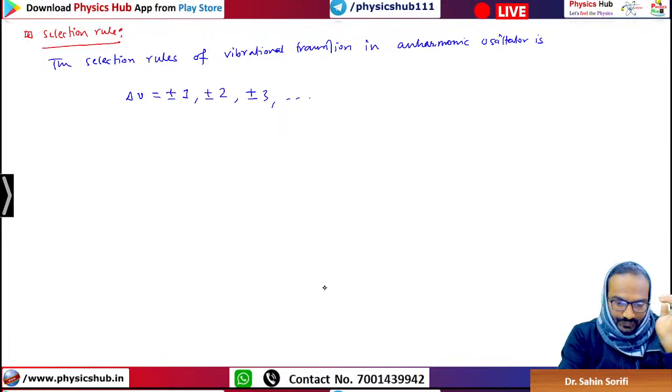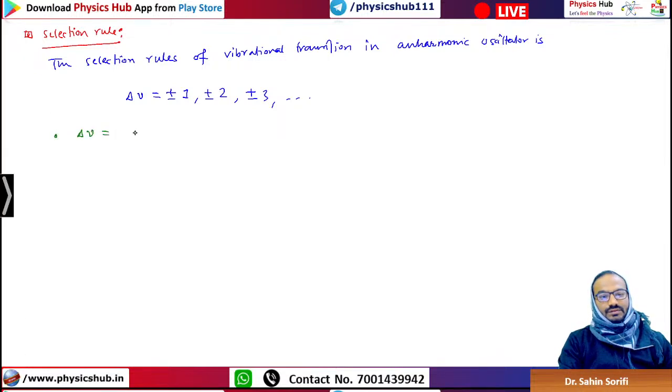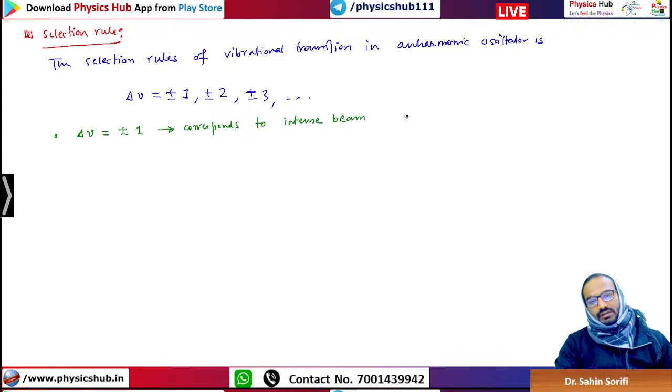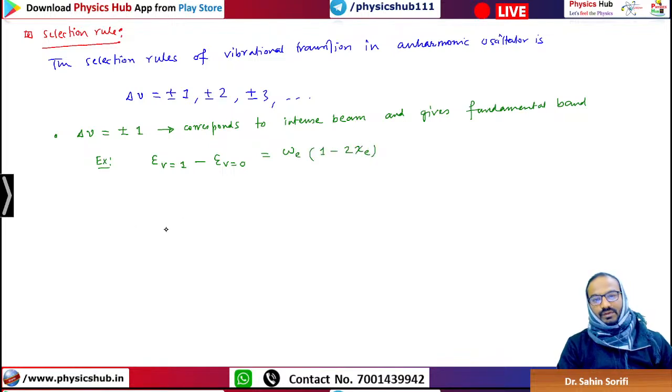Okay. Now there is a lot of meaning here. Firstly, if I consider delta V equals plus minus 1, this corresponds to the intense band. The transition spectrum intensity will be most intense for this case, and it gives the fundamental tone. You can call it the fundamental band, the strongest one. For example, let's say a transition from V equals 1 to V equals 0. So this will be omega e times (1 minus 2 chi e). If you calculate, you will get it.